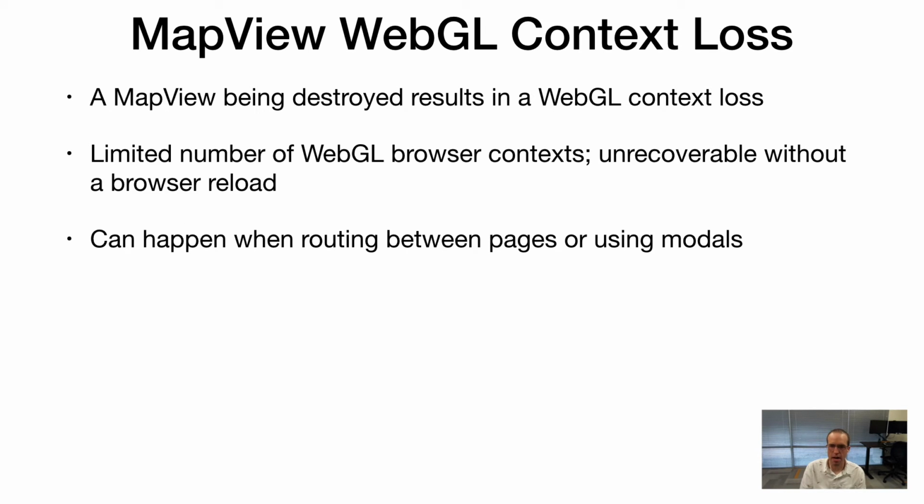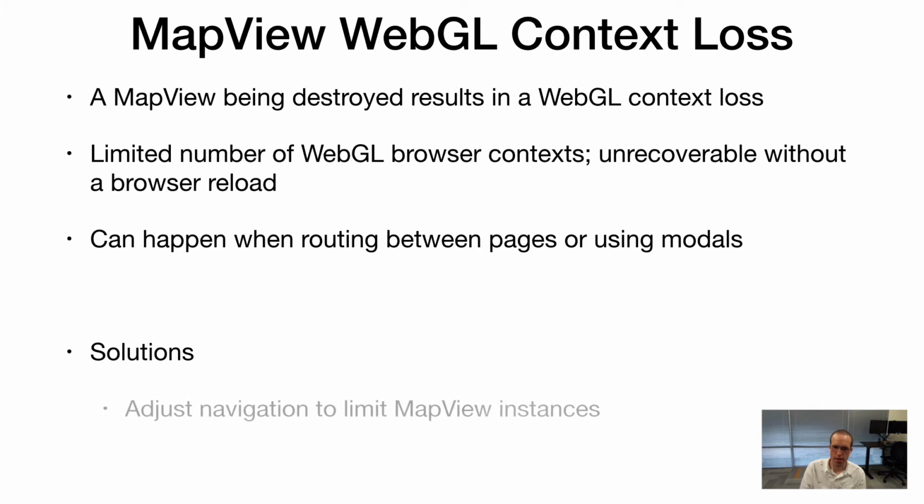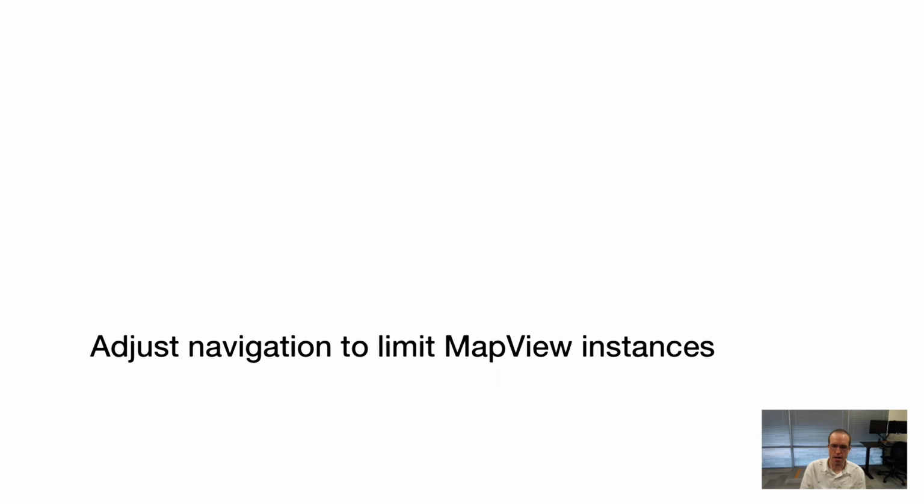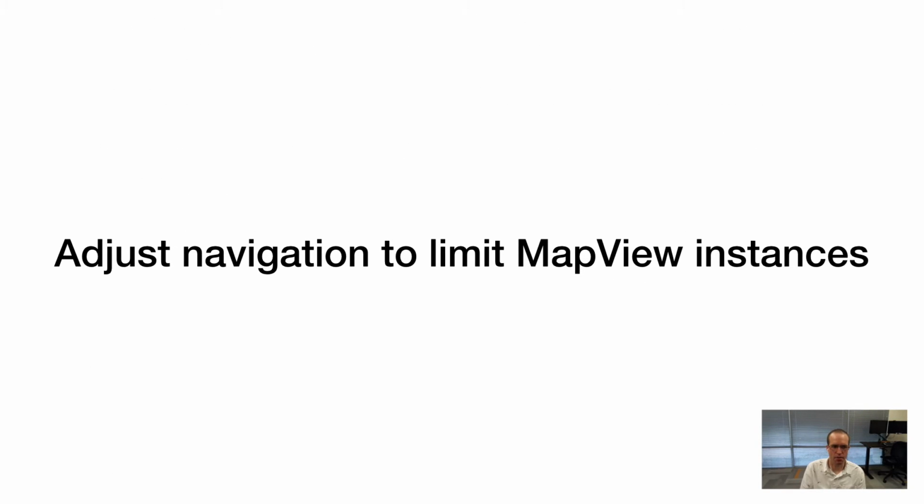This can happen when routing between pages like I described, or even using modals with maps in them. So what can you do? One, you can adjust your navigation in your app to try to limit map view instances. Two, you can reuse map view instances. Let's talk about the first. Adjust navigation to limit map view instances.